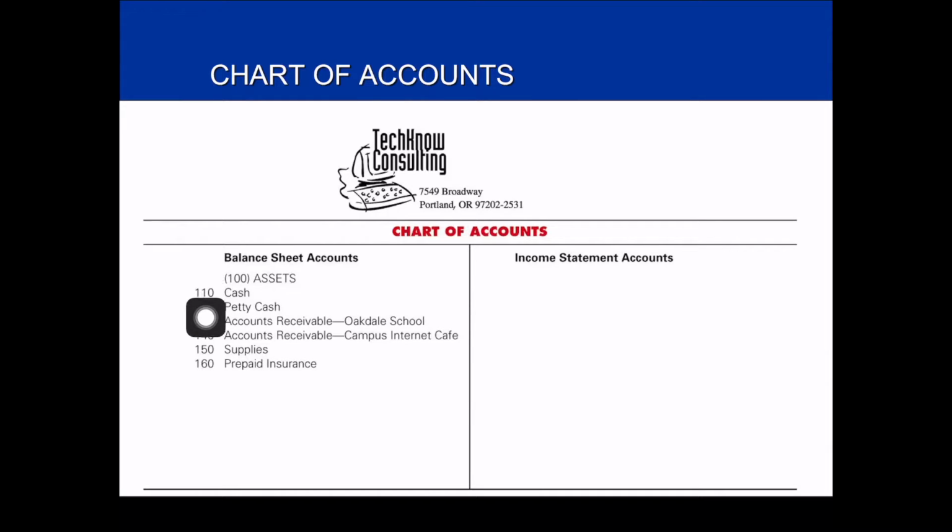And then you will number them by tens in case you need to slip another account in there. Petty cash we haven't covered yet. That would be your second most liquid in your list. Your third would be your accounts receivable, because you could go out and get the money from those customers at any time. Your fourth is your supplies, and then your prepaid insurance.